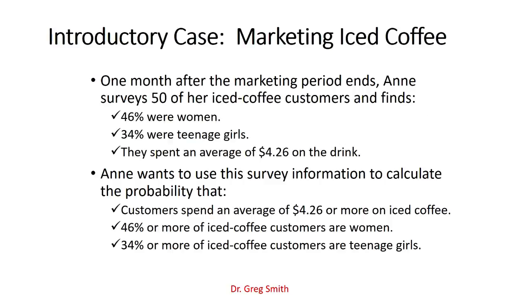So she wants to ultimately figure these things out. What's the probability that her customers are spending an average of 4.26 or more? Are they spending more than the 4.18? Well, in this case, if she sets the floor at $4.26, she'll ask, what's the chance of 4.26 or more? Again, 46% or more are women, and 34% or more are teenage girls. So to do this, we'd have to go through drawing samples to see how we create probabilities from all of this.